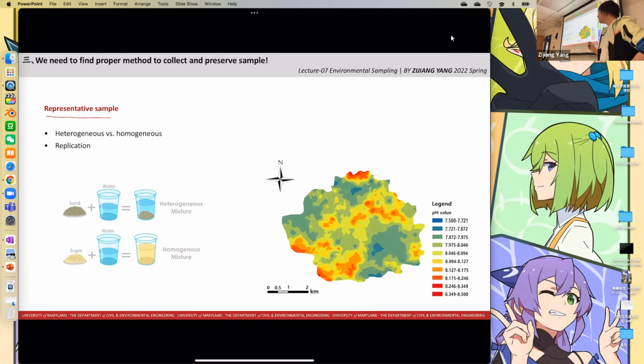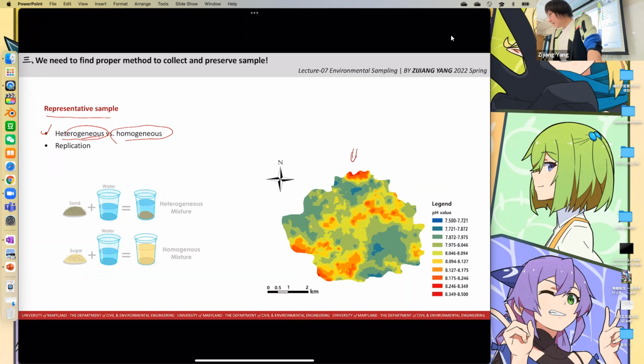In terms of representative samples, the object usually has some properties like heterogeneity, like whether the object is heterogeneous or homogeneous. We know that for a homogeneous sample, it is relatively easy. We can just take any part of the sample, and the concentration or some other properties are expected to be the same. But for heterogeneous samples, it is relatively hard to find a representative sample.